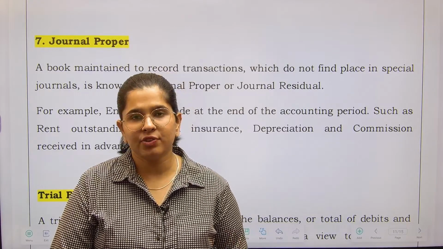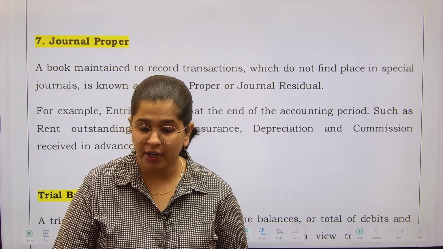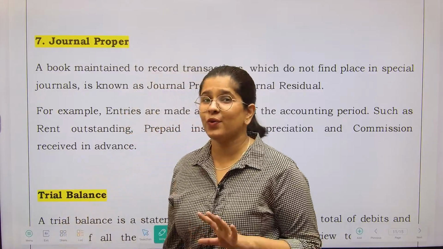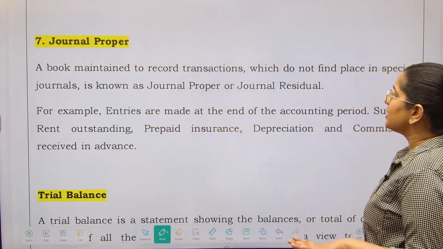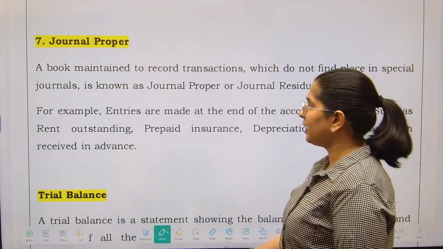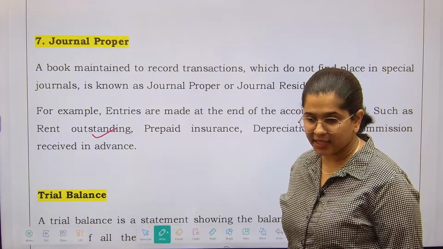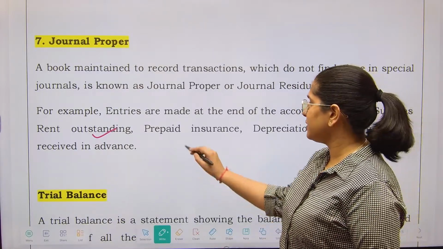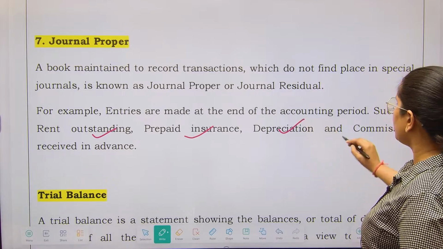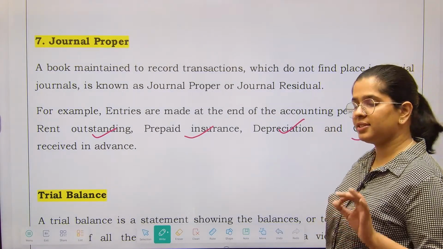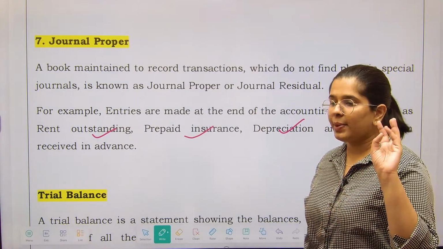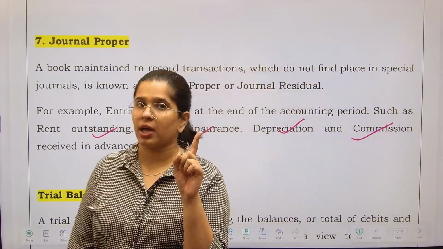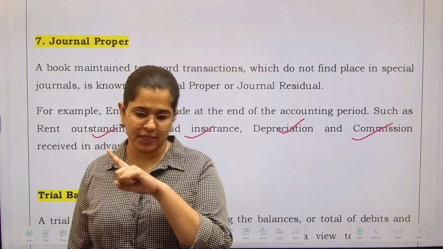ठीक है, ऐसी transactions जो बाकी और जगह record नहीं हुए हैं, वो यहाँ पर record हुए हैं. Let us see few popular examples of it. So entries at the end of accounting period like outstanding related entries, prepaid related entries, depreciation, commission received in advance, this comes over here, purchase of assets comes over here apart from the stock, because that is a part of purchase book, right?